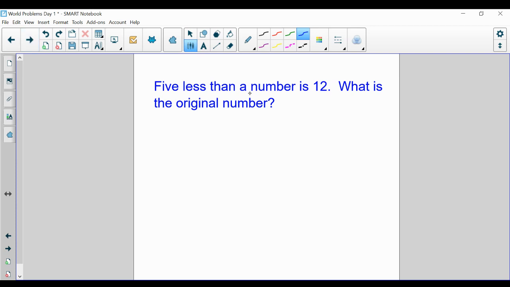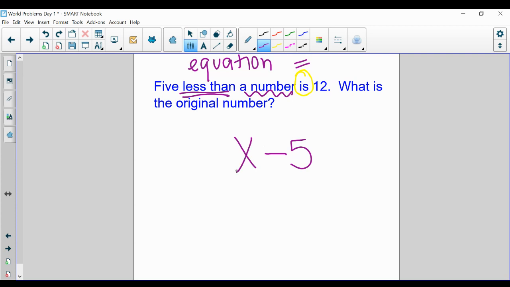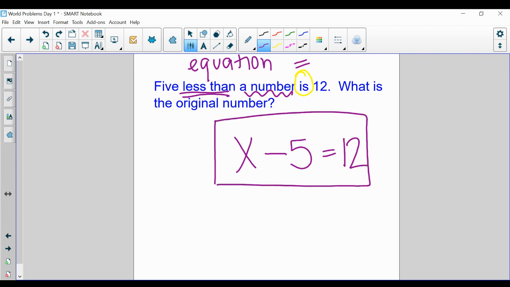So we have 5 less than a number is 12. What's different here is that we have the word is. On that first slide, we didn't have the word is. Is indicates an equal sign. So this here is going to be an equation. So let's look at our clues here. I have 5 less than a number. So I'm going to take 5 away from a number, which is going to be x, and equals is 12. So my equation is x minus 5 equals 12.